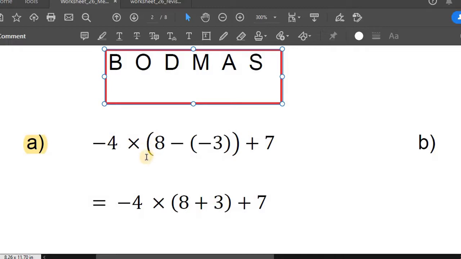I see a pair of brackets here and here. I also see a pair of brackets here. So what do brackets mean? Brackets mean simplify within your bracket. Within your bracket. So here's my first set of brackets.